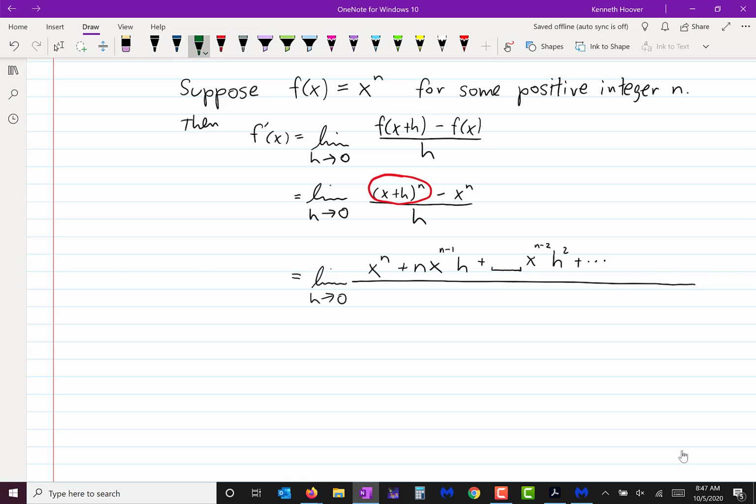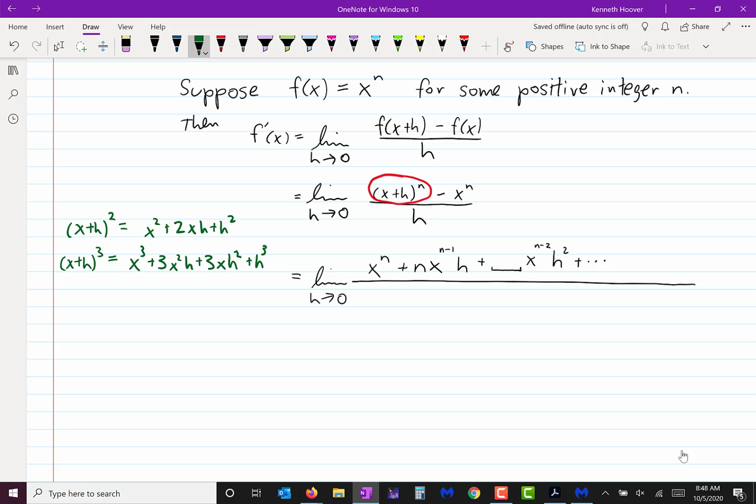If you need an example, just always remember this one. x plus h squared, what would that equal? That equals x squared plus 2xh plus h squared. Okay? For x plus h cubed, that equals x cubed plus 3x squared h plus 3x h squared plus h cubed.